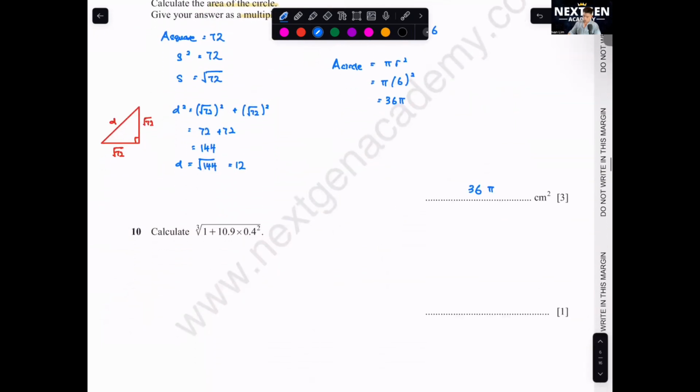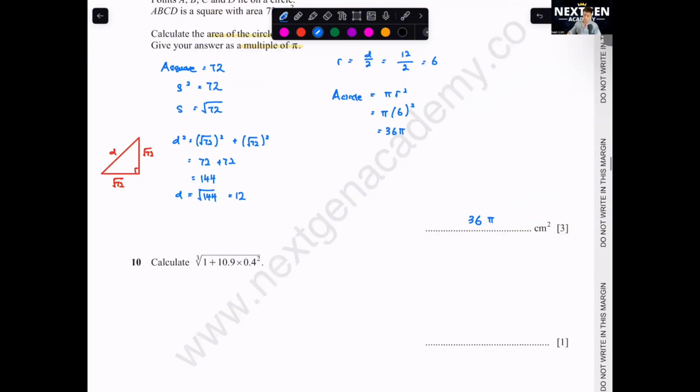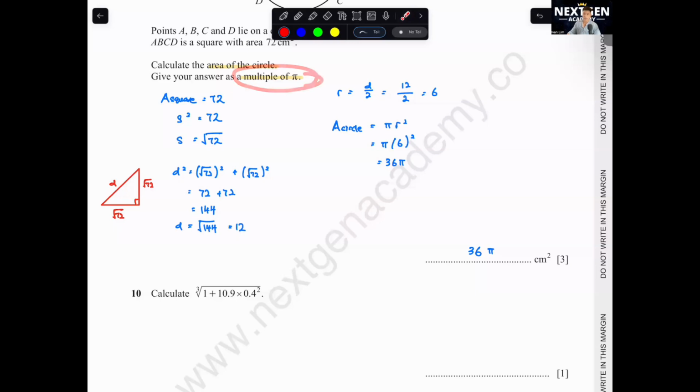Okay, let's go to question 10. Question 10, this one you need a calculator. Marking scheme accepts 36 pi. Read the question. Read the question. Give your answer as a multiple of pi. If they say this, then you have to use this. If they don't say, then you have to calculate it.